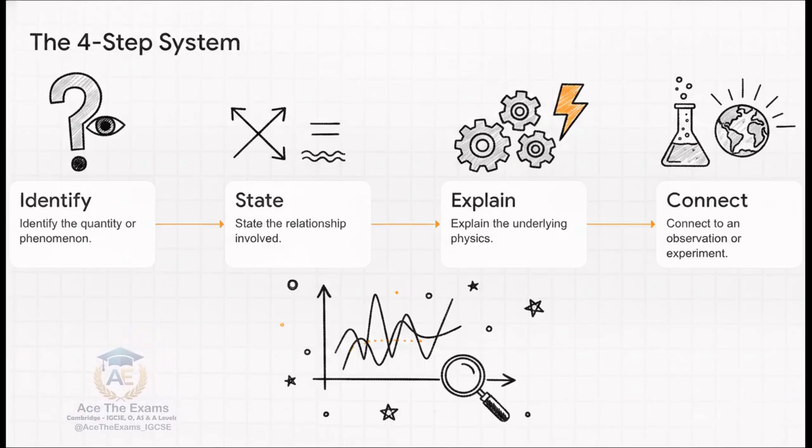Step 1, identify what quantity or phenomenon you're actually looking at. What's on the axes? Step 2, state the relationship involved. This is where you might introduce a symbolic formula or a specific definition, but only once you clearly know what you are dealing with. Step 3, explain the underlying physics. Why is it happening? And step 4, connect it to a real observation, an experiment, or a physical device. If you follow this exact sequence, you show examiners both deep understanding and practical application. It moves you smoothly from a concrete, everyday understanding straight into high-level physics analysis.